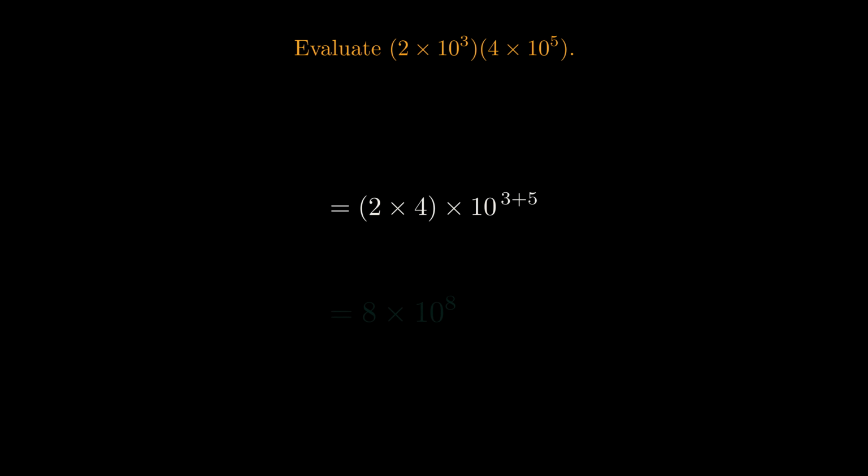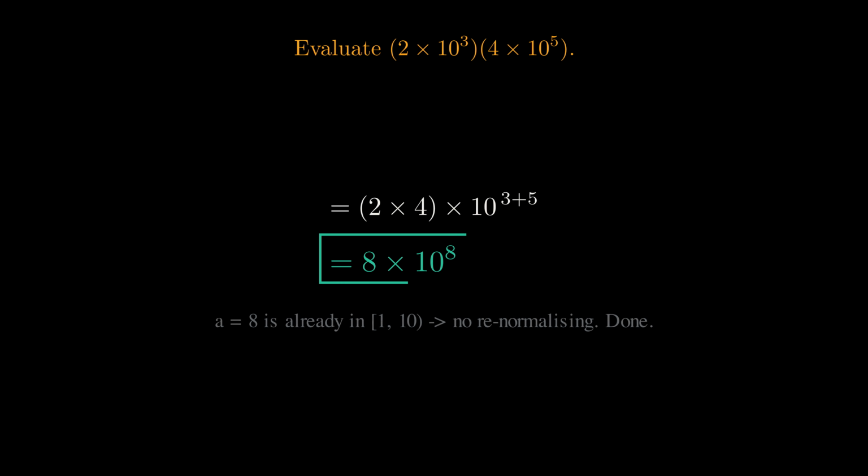Let's climb a ladder of examples. Easy to hard, all my own numbers, all IB style. Warm up first: 2 times 10 cubed times 4 times 10 to the 5. Multiply the fronts, 2 times 4 is 8. Add the powers, 3 plus 5 is 8. 8 times 10 to the 8. A is 8, already between 1 and 10, so nothing to re-normalize.